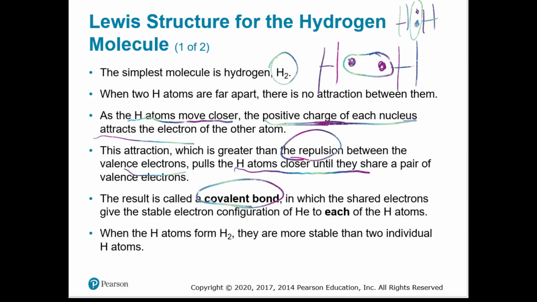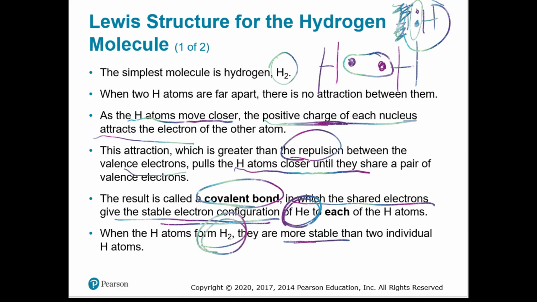This is called a covalent bond. We have shared electrons, which give us a stable electron configuration of helium to each of those hydrogen atoms. If I covered up one hydrogen, let's say I covered this up, this hydrogen on the left has the electron configuration of helium. And if I did the other way and covered up the left hydrogen, notice that this right hydrogen has the electron configuration of helium. So when the H atoms form H2, they are more stable than 2 individual hydrogen atoms.